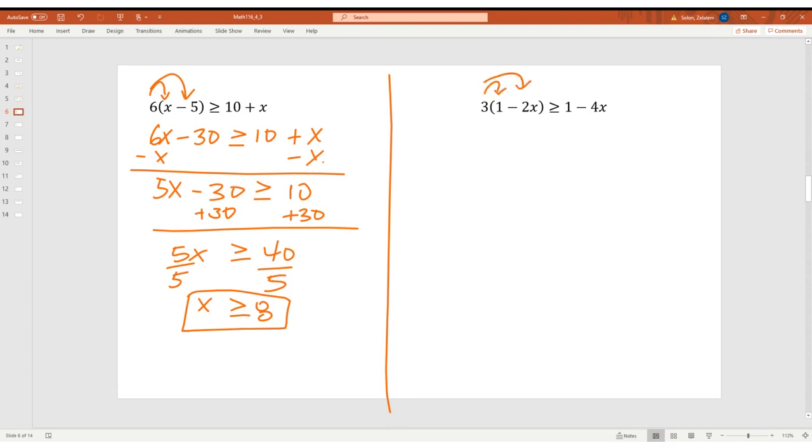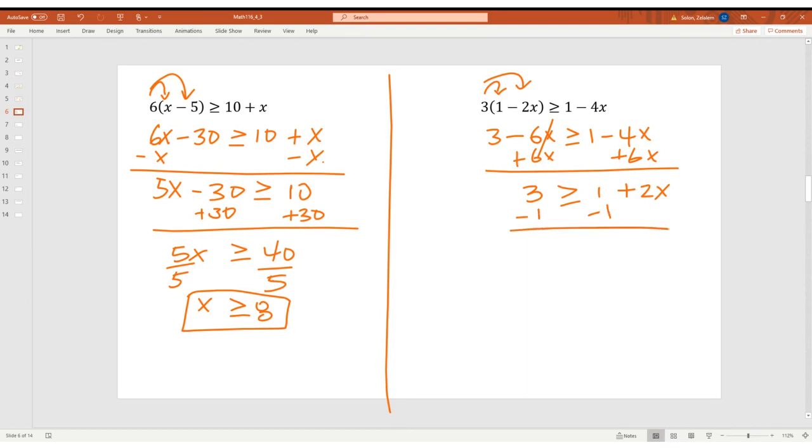For the next example, the same way, you distribute 3. So you have 3 minus 2 times 3, which is 6. So I have 6x greater than or equal to 1 minus 4x. So we can move the 4x to the left by adding 4x. Usually I move the smaller one to the other side. So this cancels out. I have 3 greater than or equal to 1 plus 6 minus 4, which is 2x. So I have a positive now. That way, dividing by a negative will not be a problem. Sometimes it is tricky when you divide by a negative. So I will take away 1. So you can do it the other way around.